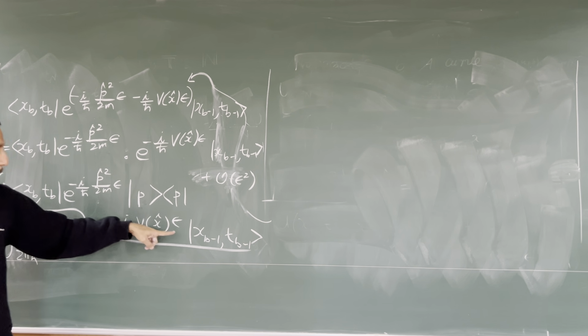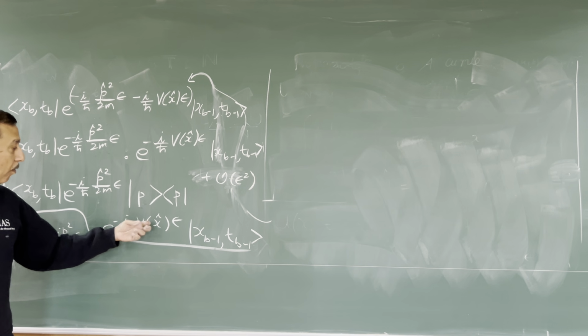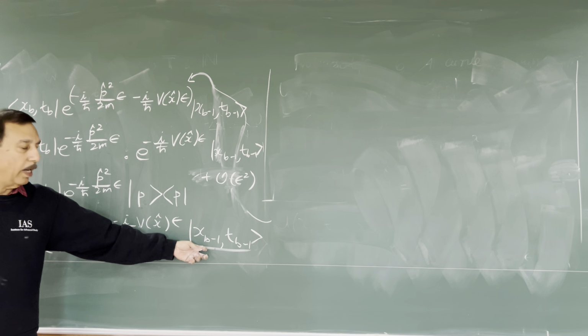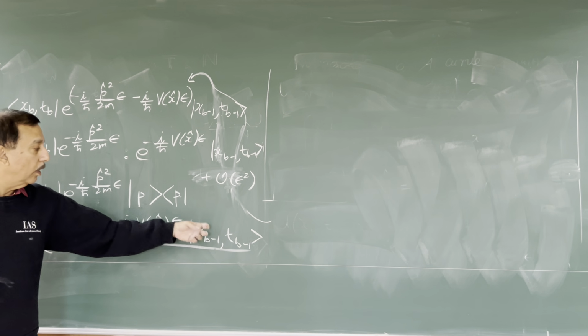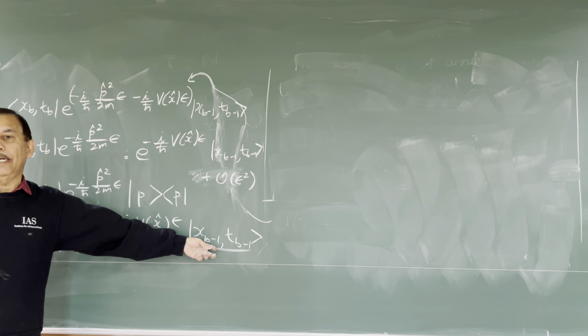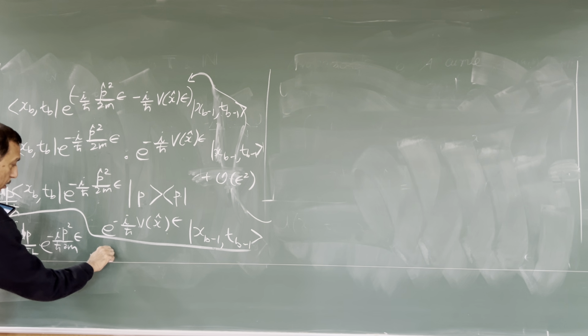Okay. On this side, I'll evaluate this by acting on that. So v of x hat will become v of x_{b-1}. I'll take it out, and then it will again be an overlap of p with this, which will again give me e to the ip dot x, but with the opposite sign. So, collecting everything, I get this, then I get e, yes.